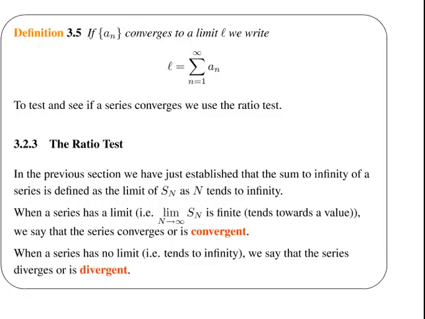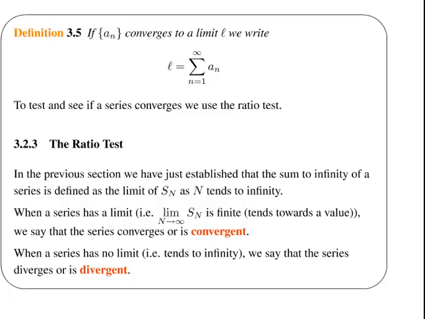So if a of n converges to a limit L, we can write this as follows. L is the summation from n equals 1 to infinity of a of n. Now to test and see if a series is convergent, we use this thing called a ratio test. So this is what I'm sort of aiming towards here.